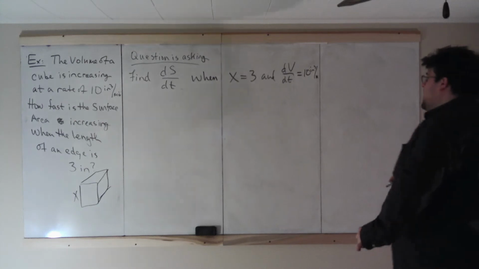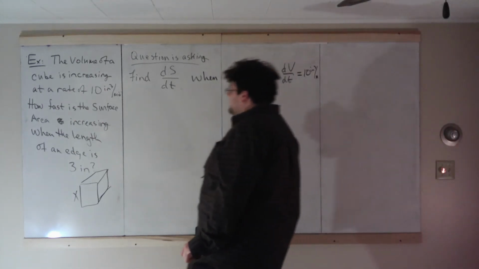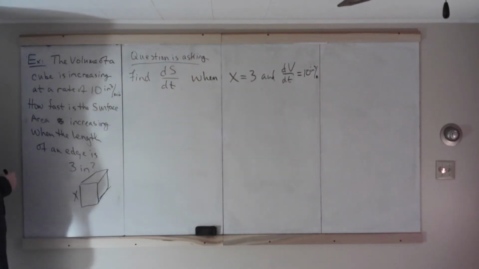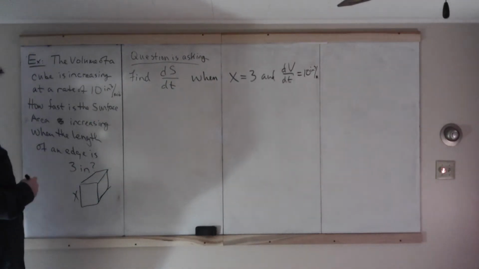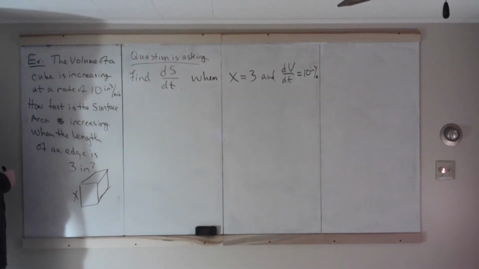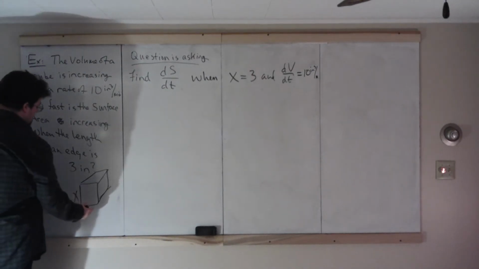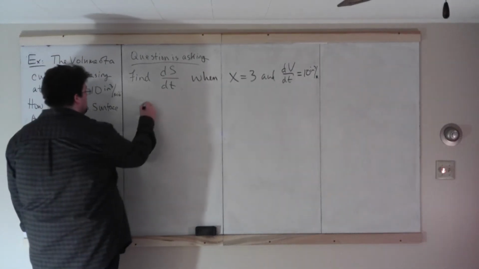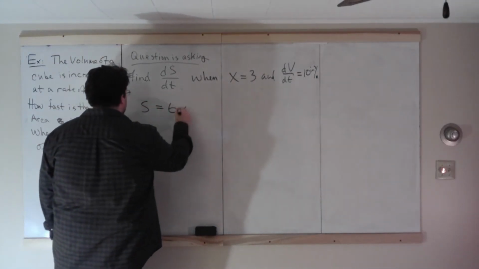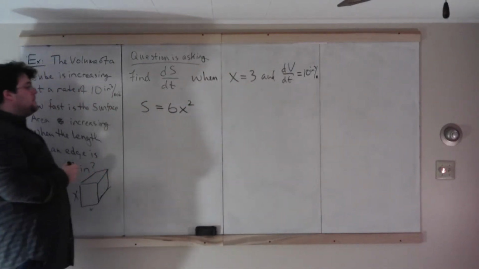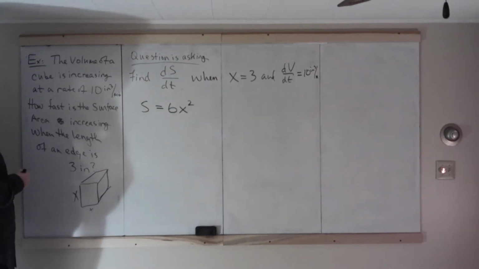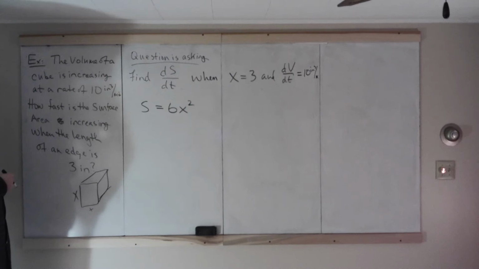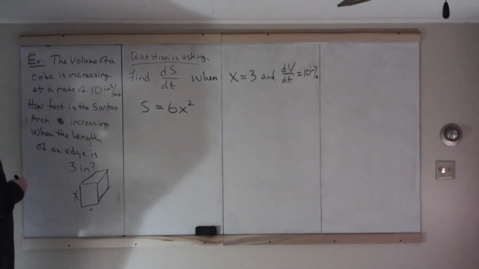Well, let's get a surface area equation. What's the surface area of a cube? Well, a cube has 6 faces, each has area x squared. So the surface area of a cube is 6 times x squared.